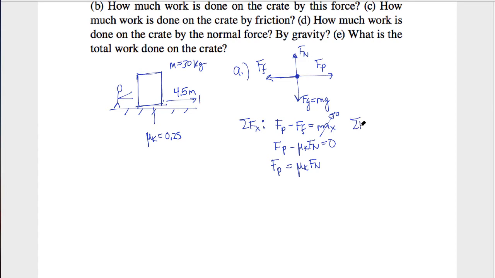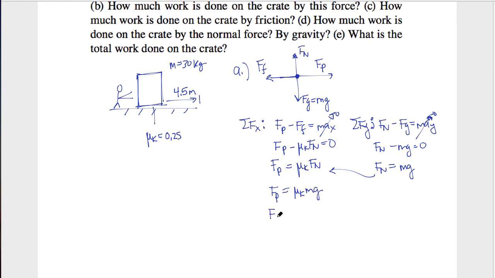Then in our y direction, application of Newton's second law gives us normal force minus the force of gravity equals m times acceleration in the y, which is 0, as our box is not flying up into the air. So our normal force minus mg would be equal to 0, or our normal force in this instance is equal to mg. So I can substitute this right back into the equation I just found and say that force push is equal to mu k times m times g.